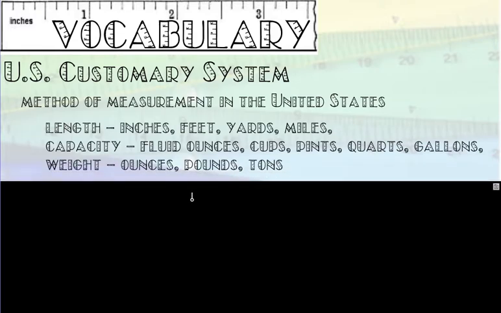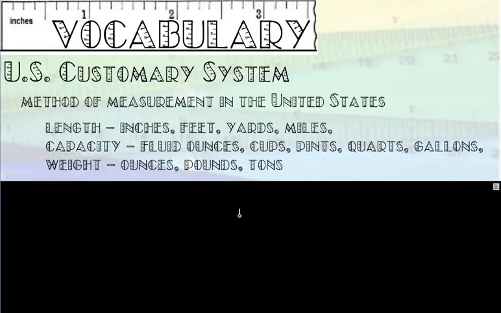Weight is measured in ounces, pounds, and tons. Notice we have ounces and we have fluid ounces. Those are two different things. Fluid ounces, again, measures capacity. So when you look at a water bottle, it says it holds 16 fluid ounces. That is different from 16 ounces. Ounces measure how heavy something is, its weight. They are different. They are not equal to one another either.